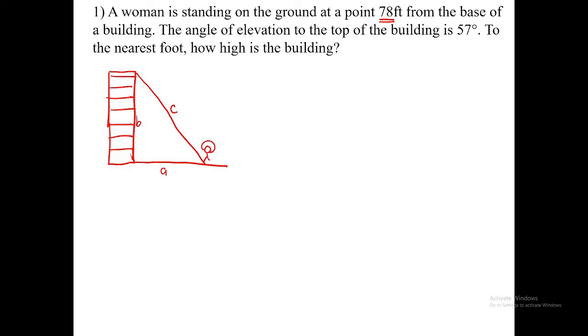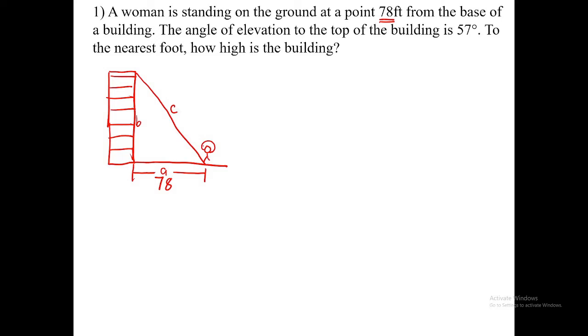78 feet from the base of the building. Where do we put 78? A, sir. At A. Very good. Because the 78 feet is from the base of the building going to where the person is standing, 78 feet. Now, the angle of elevation to the top of the building is 57 degrees.